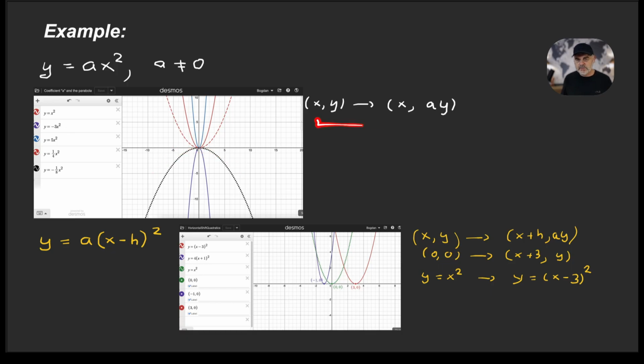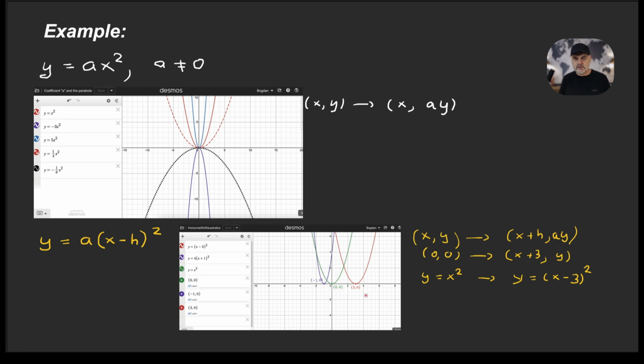So this is the mapping rule that in general converts the original into the new graph when you're identifying coordinates of points. Let's say you have the point 1 and 4, and now you transform under y is equal to x squared times 2, so that 4 will change into 8 for the same value of x.